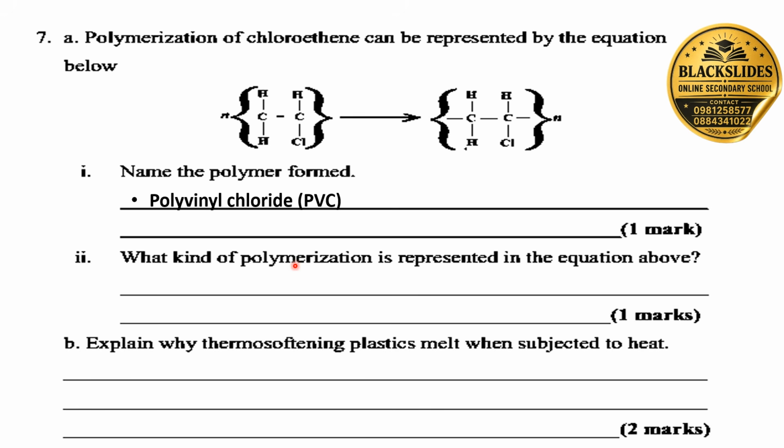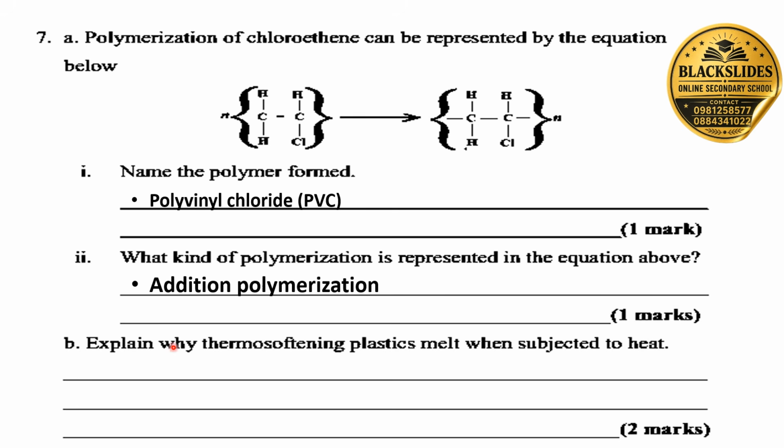What kind of polymerization is represented in the equation above? This must be addition polymerization. How do we know that? Because in addition polymerization, identical molecules join with each other to form a long chain of repeating units.